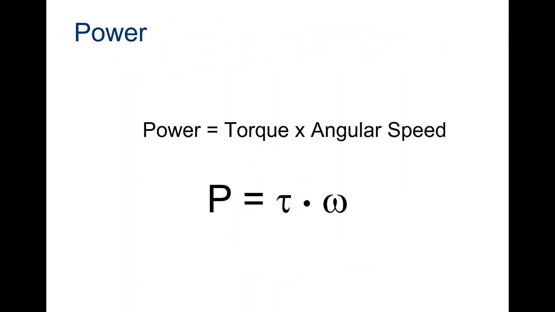Go and write this equation down. P is tau times omega. So you have power is equal to torque times angular speed.